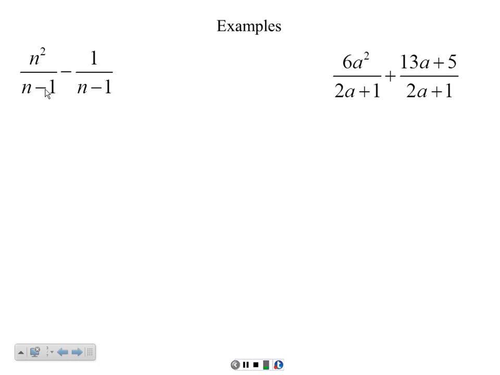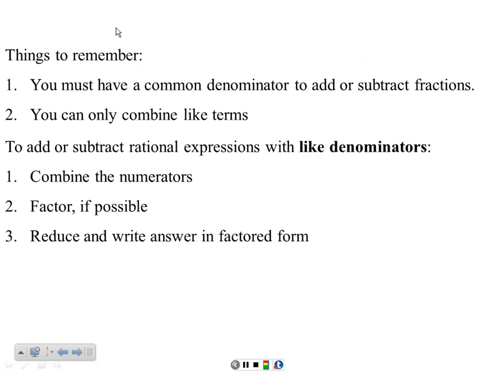So here we have a common denominator. The denominator is a group, but it is in common. So since you have your common denominator, you're going to make this into one fraction. Anytime you get a common denominator, you can make one fraction over that common denominator. So n squared minus 1 you cannot combine, but that is going to be your new numerator, n squared minus 1, over your common denominator of n minus 1. So step number 1 is complete. Step number 1 says to make one fraction, combine your numerators and make one fraction.